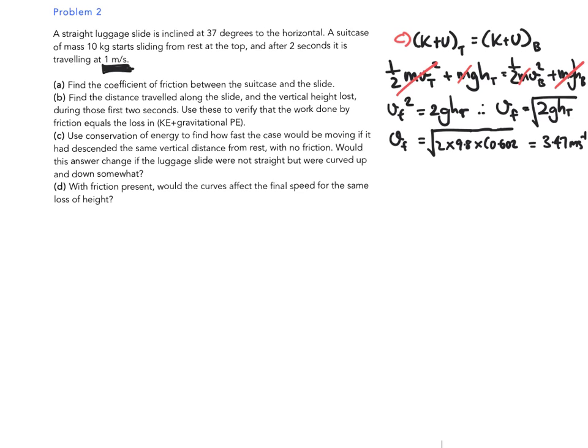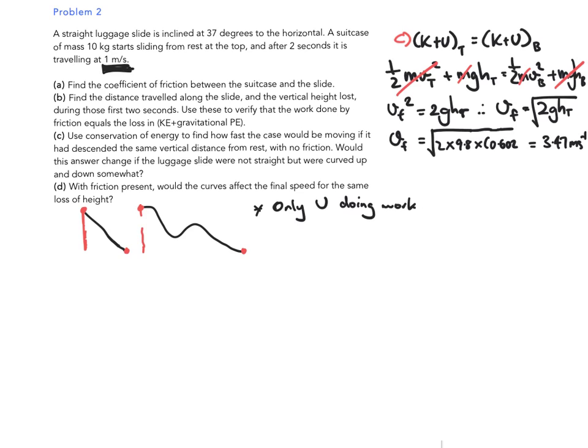Does that answer change if the luggage slide were not straight but curved up and down? So it wasn't like this, but it was like this. Does it change without friction? Well, the answer doesn't change because if the slide weren't straight, the change in gravitational potential energy, and therefore the change in the kinetic energy, depends only on the vertical change in height. So from this point to this point vertically, so this distance, you can see that's the same here.